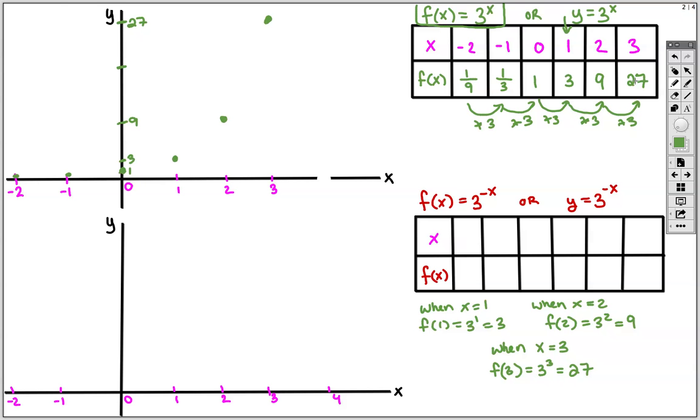And what you see here is this function starts very close to 0. It doesn't ever hit 0 or go negative. And it goes along, and all of a sudden it starts shooting up exponentially.